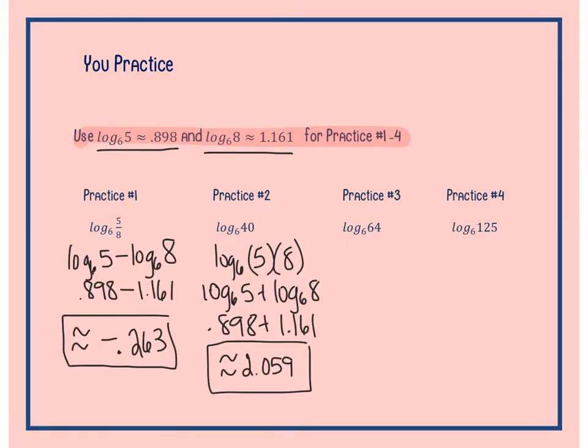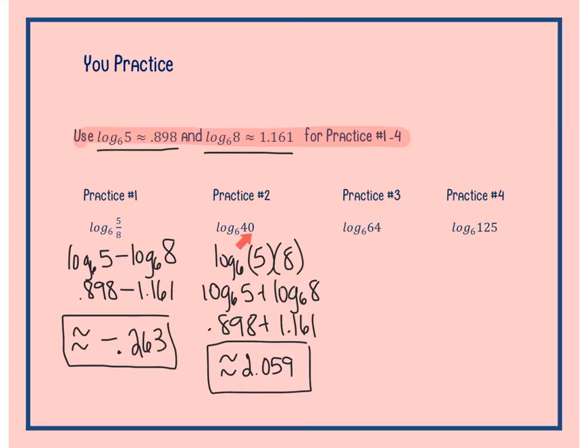Okay, hopefully you got these right. Let me go ahead and explain what we did. Because we were dividing, we used the quotient property, and the quotient property basically said to expand it with a subtraction sign. So log base 6 of the numerator minus log base 6 of the denominator, which these two logs, they gave them to us. So I subtracted them and got negative 0.263.